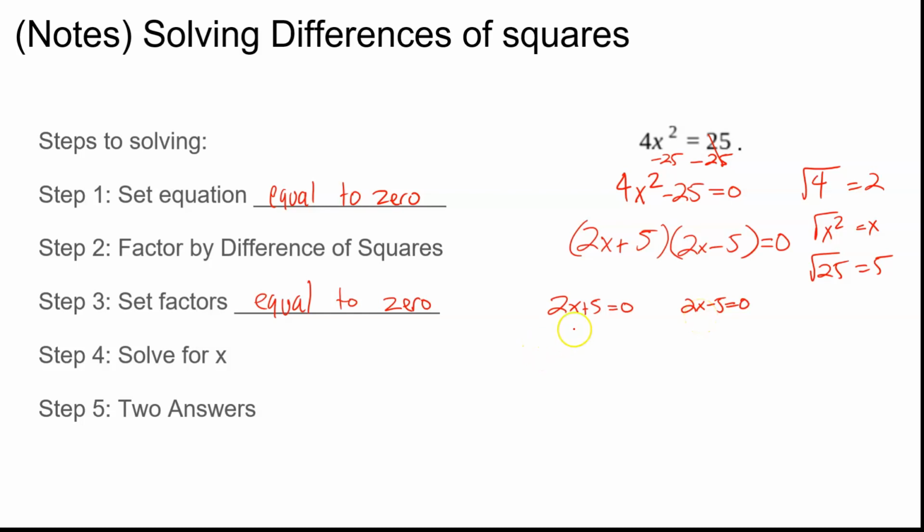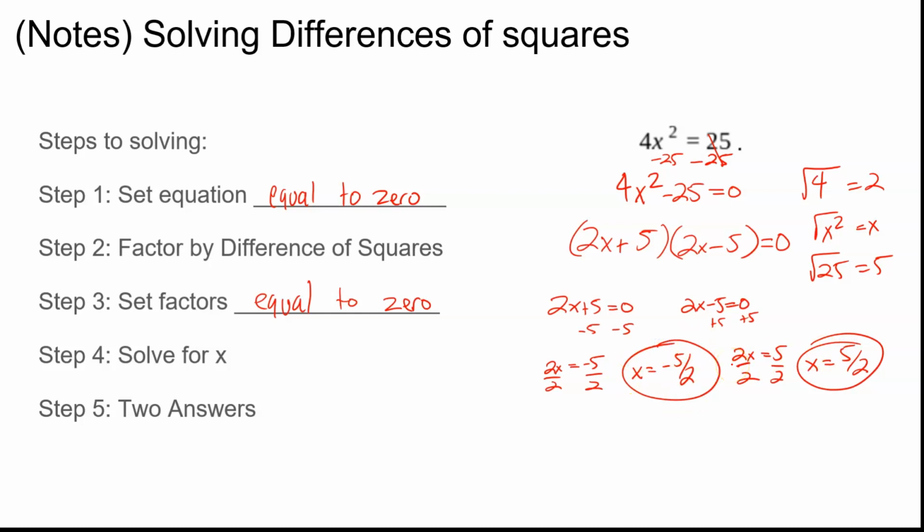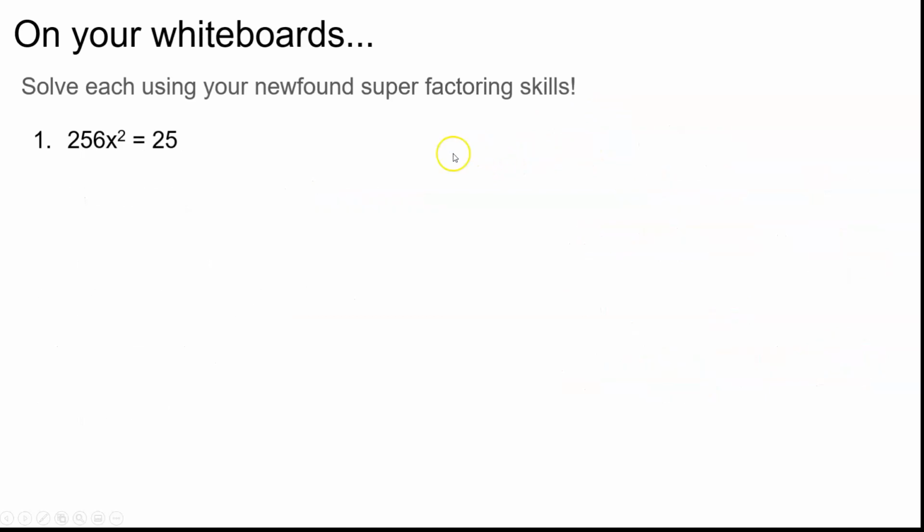So this is going to become minus 5 on both sides. 2x equals negative 5, divided by 2 means that x is equal to negative 5 halves. And on this one, I'm going to add 5 to both sides. That's going to become 2x is equal to 5, divided by 2, and x will be equal to 5 over 2. I have two different answers, one negative and one positive. So if you're asked to solve these equations, you're going to set them equal to 0.